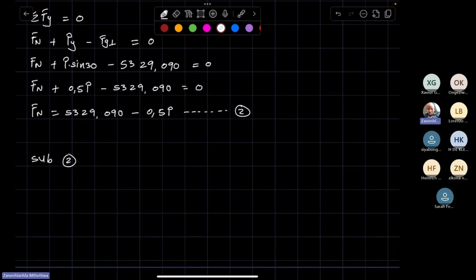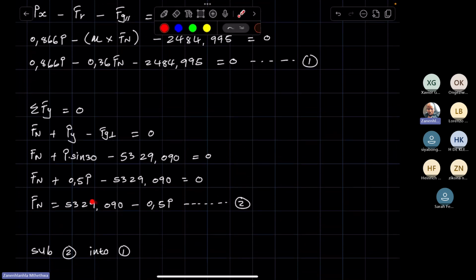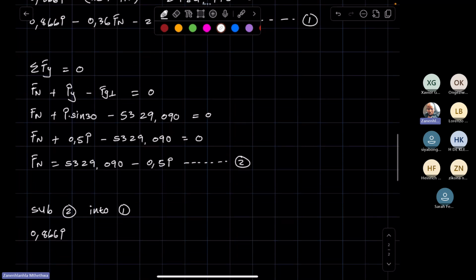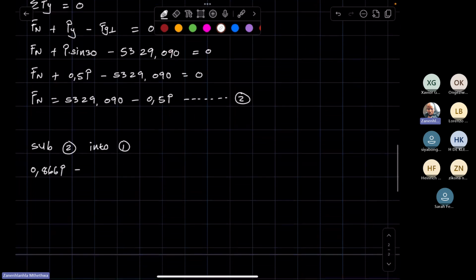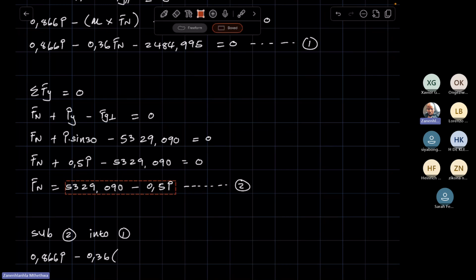substitute the second equation into the first equation. Right, so you are taking this and substituting it into the first equation. Right, so the first equation is 0.66 P minus 0.36 into the normal force, right? So the normal force, as per the second equation, is equal to this. So now we substitute this in there.